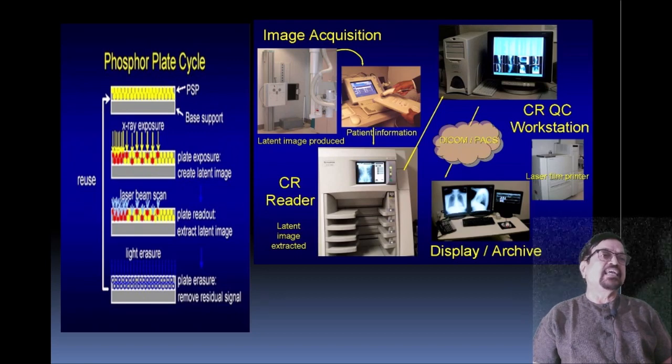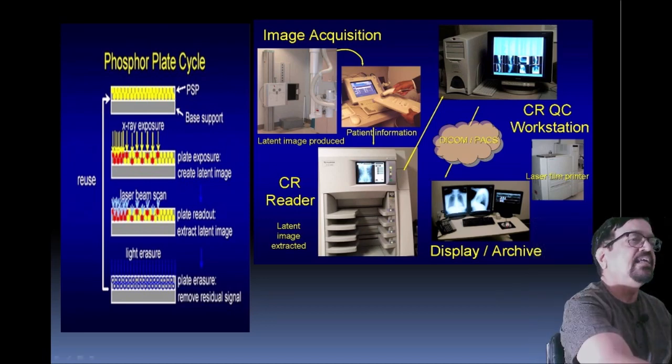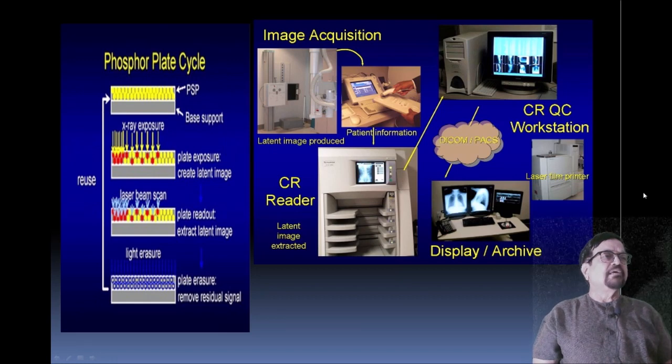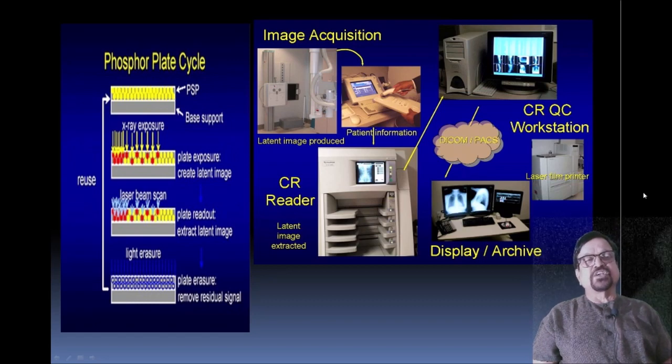Now here, since it's basic, we are showing it through different aspects. First, on the first page we are seeing the PSP, that is the imaging plate. Then there is a base support which practically only has the function of holding the base. Now it is getting exposed. See now what is happening. The plate is exposed and it creates a latent image.